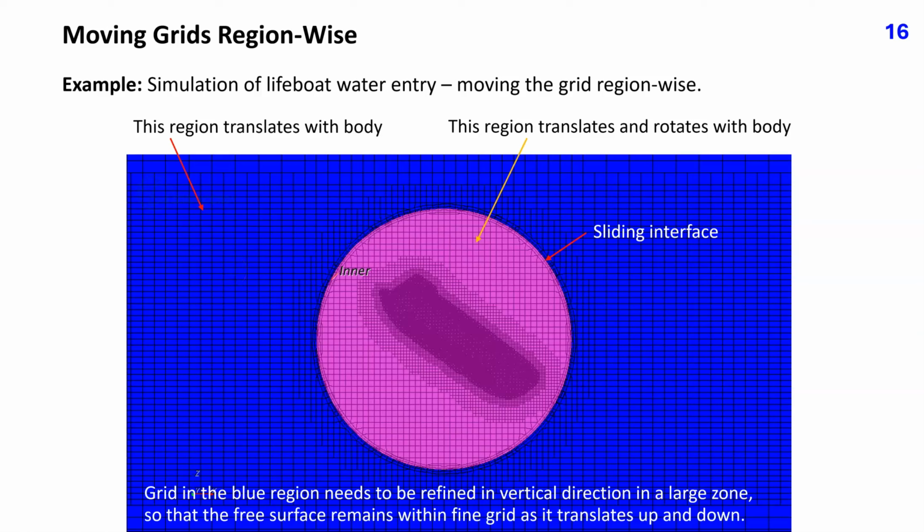In the example of lifeboat water entry from the preceding slide, assuming translation in x and z direction and rotation around y-axis, one can fit the lifeboat into a cylinder with a sliding interface to the blue grid shown in this plot. The blue grid is aligned with free surface, but it still needs to be refined in vertical direction in a larger zone so that the free surface remains within the fine grid as it translates up and down. Motion of a ship in waves that has the same 3 degrees of freedom could also be performed in this way.